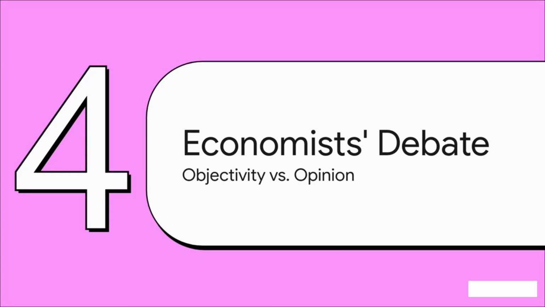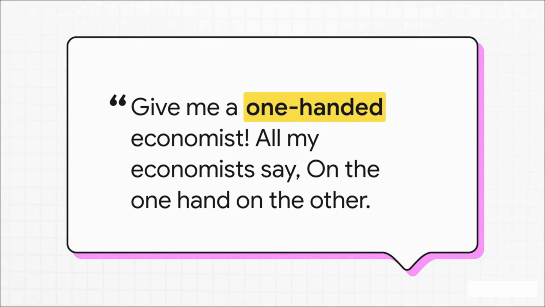Which brings us to Section 4, the economist's great debate, objectivity versus opinion. I absolutely love this quote from former U.S. President Harry S. Truman. "Give me a one-handed economist. All my economists say, on the one hand, on the other." It just perfectly captures the sheer frustration politicians feel when they're dealing with economic advice.